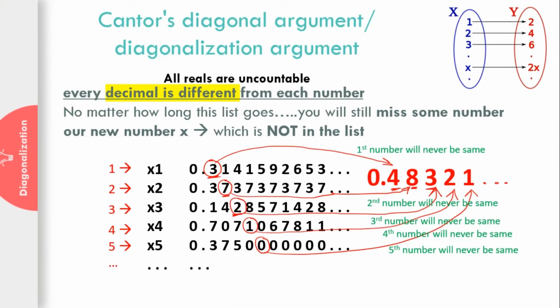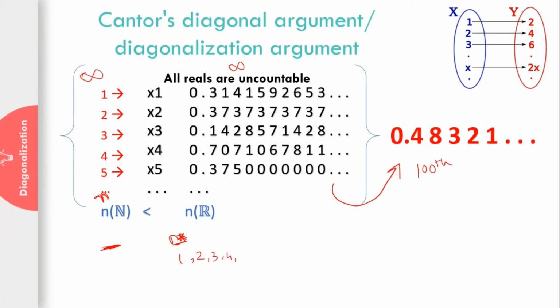Now this new number guarantees that the first place of my new number will never be equal to the first place of my first number, that is 3. 3 and 4 are not equal. The second place of my new number will never be equal to the second place of the second number. This means from each and every number, I am getting a difference in at least one position. We can conclude that this number will never be in your list. Whatever list you are calculating, whatever numbers you are labeling, you will get some new numbers which are not present in your given list.